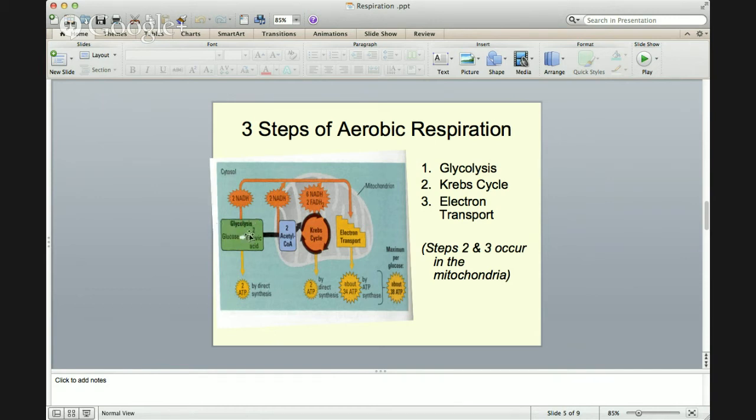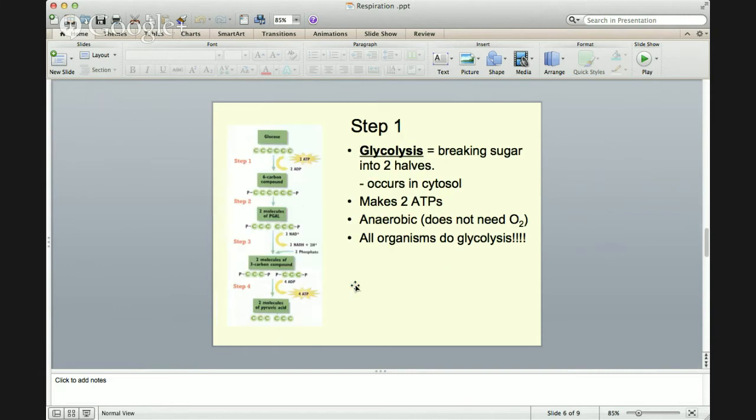So glycolysis is one of the steps. That's when we take glucose and we turn it into pyruvic acid. We get some ATP here. Then this whole process moves into the mitochondria. And within the mitochondria, we have something called the Krebs cycle and then electron transport. And you can see that most of the ATP is produced in this last step here. So let's take a look at each of those steps.